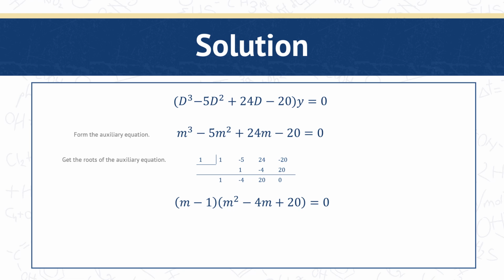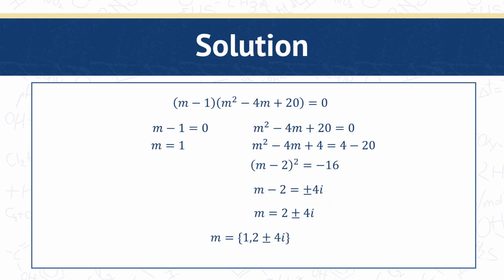So again, I used synthetic division to divide the whole equation by m minus 1, which turns out to be one of the roots. We then end up with the quantity m minus 1 times the quantity m squared minus 4m plus 20 equals 0. I then equated each of these factors to 0. So equating m minus 1 to 0, we find out that one of our roots is 1.